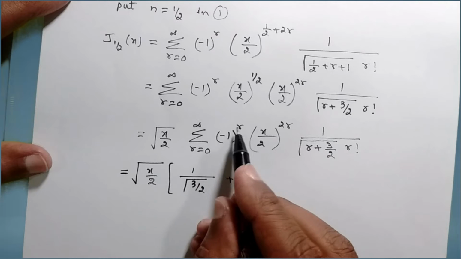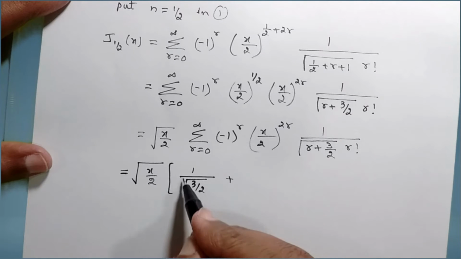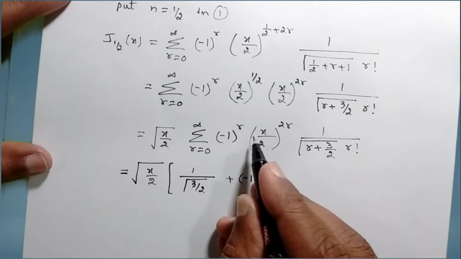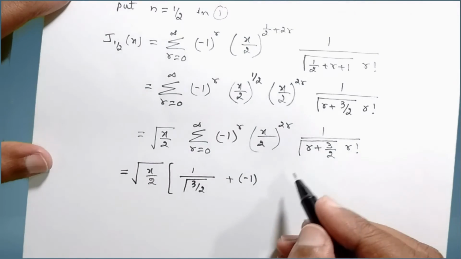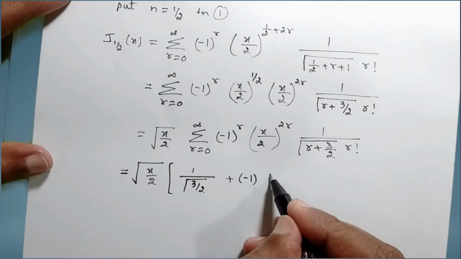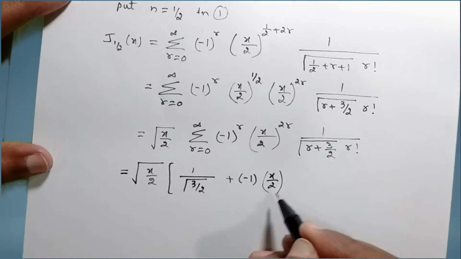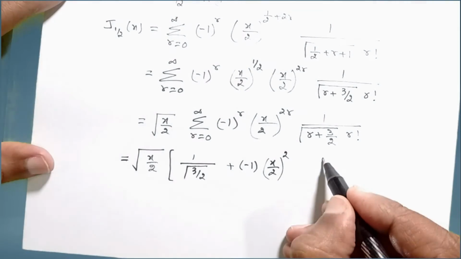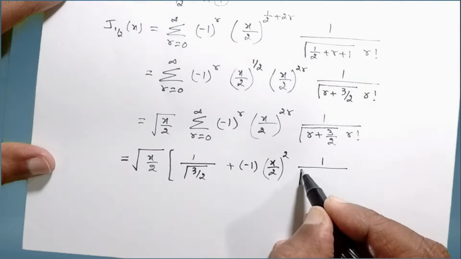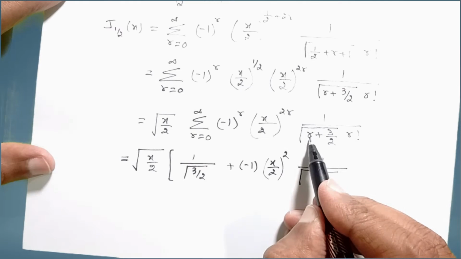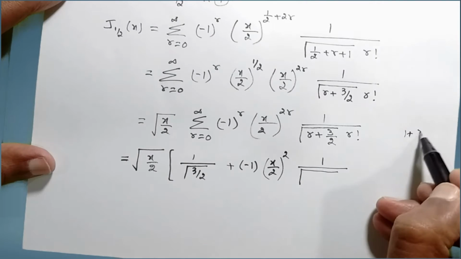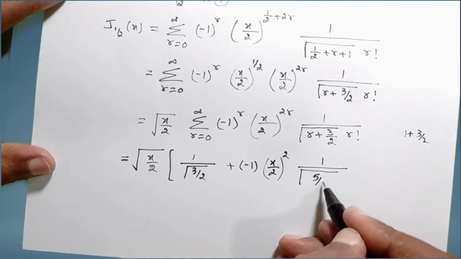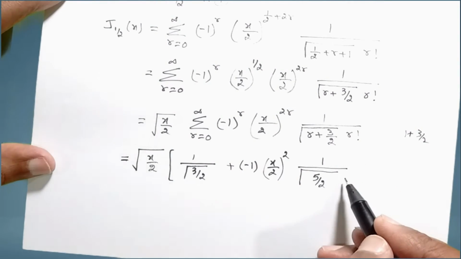Plus, now put r as 1, the next value. For r equals 0, you have got this value. Now put r equals 1. So we get minus 1 power of 1, which is minus 1, into x by 2 to the power of 1, whole squared, into 1 by gamma of 1 plus 3 by 2, which becomes 5 by 2, into 1 factorial.